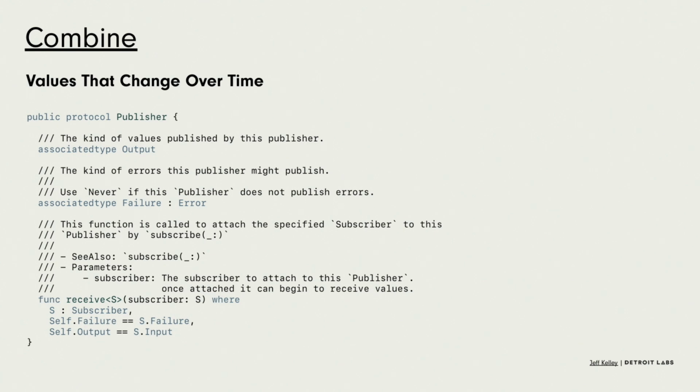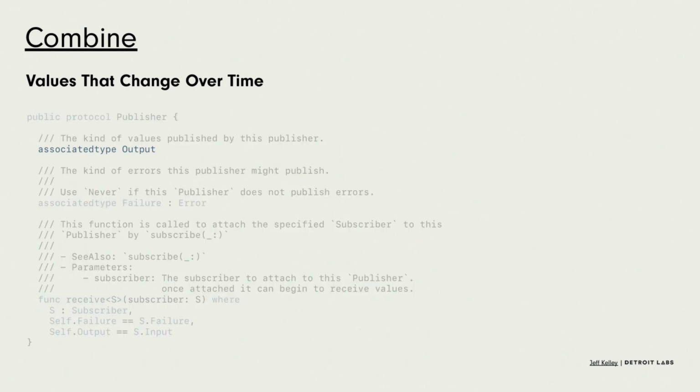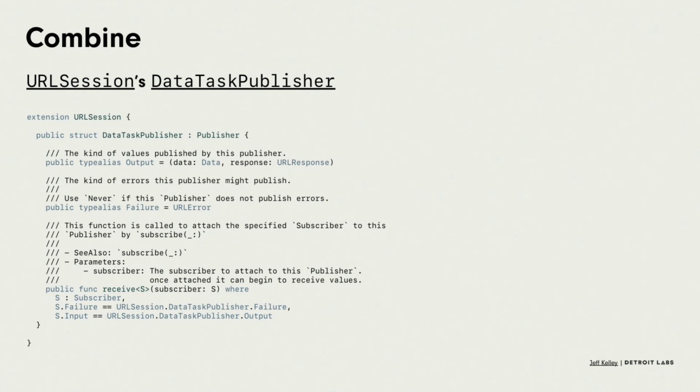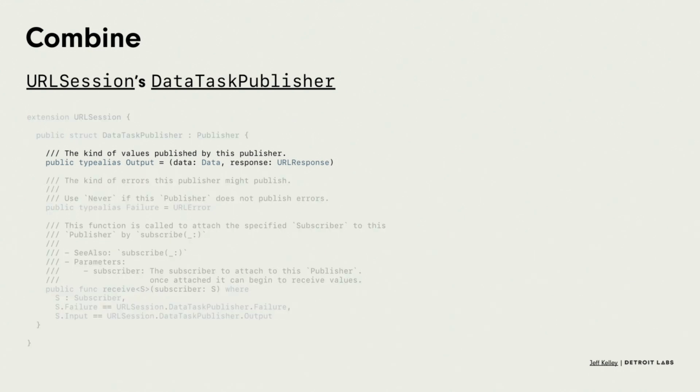And let's look at one. Let's look at a concrete example of a publisher. There's the output type, and there's the failure type. Now, failure has to be an error. Okay. So if we look at the data task publisher on URL session, this is one you're probably going to be using a lot. This will just call with your output, and the output has data and a response.